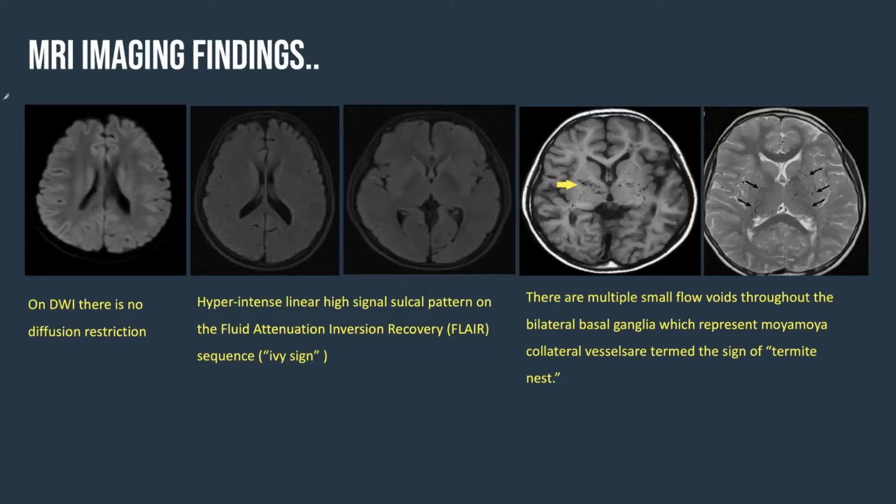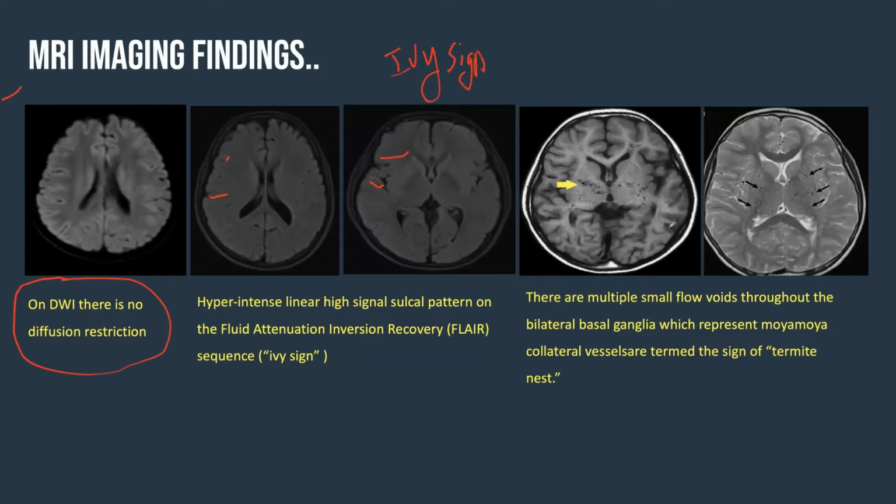Coming to the MR imaging findings, diffusion was equivocal in our case. In FLAIR, you can see some hyperintense linear vessels here, very subtle findings. Sulcal spaces are obliterated, so these are most probably collateral vessels. On contrast, they light up and give the typical ivy sign. In our case, we have not performed contrast, so we can't demonstrate the ivy sign.